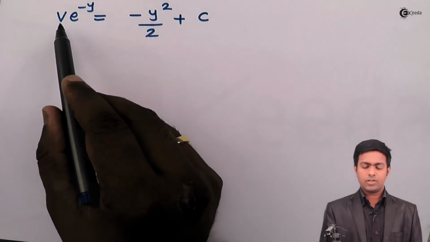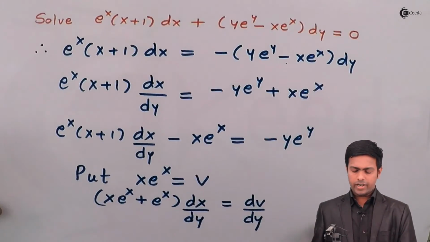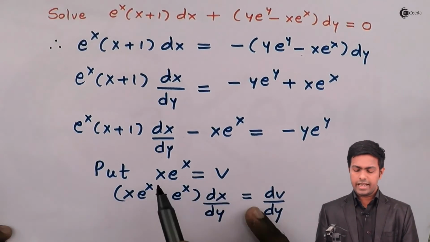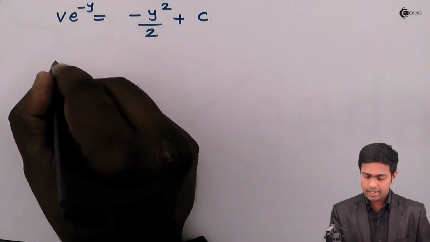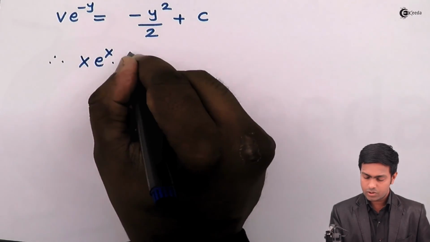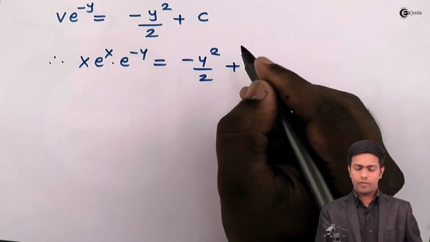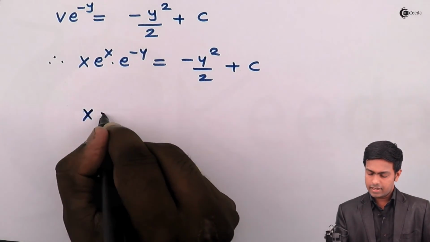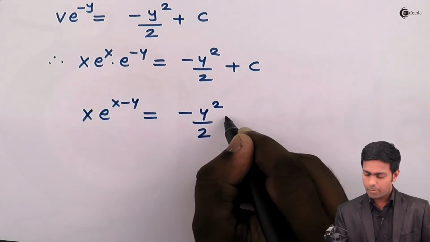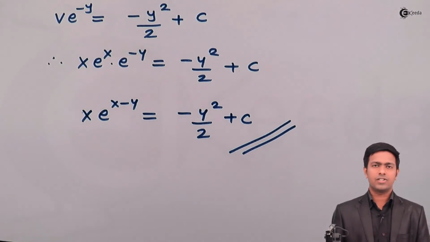So here in place of v, we'll resubstitute the values. We had substituted x e raised to x as v. Now I'll resubstitute v as x e raised to x. So here I'll say therefore x e raised to x into e raised to minus y equal to minus y square by 2 plus c, or we can join these two terms, that is x e raised to (x minus y) equal to minus y square by 2 plus c. And guys, this is nothing but the solution of the given differential equation.